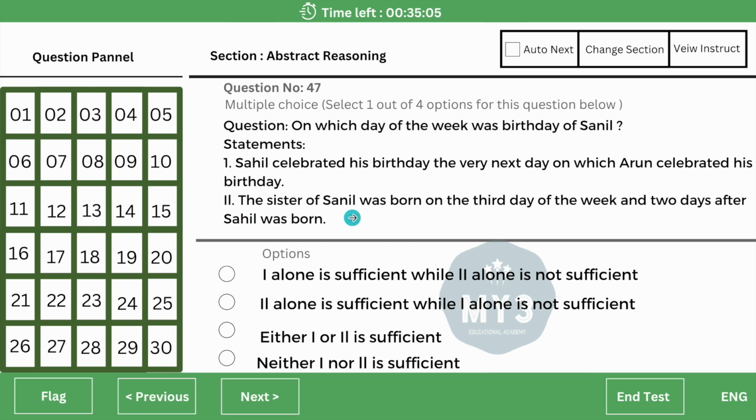The sister of Sahil was born on the 3rd day of the week. 3rd day of the week means what? Monday is the first day, 2nd day is Tuesday, and 3rd day is Wednesday. That means his sister is born on Wednesday, 2 days after Sahil was born.